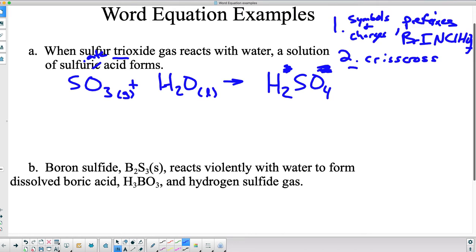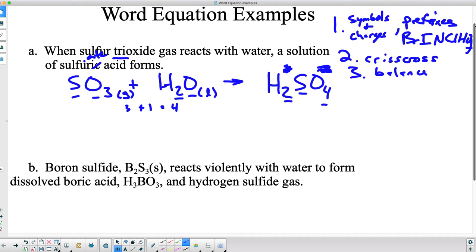So after symbols and charges, prefixes, Brinkelhoff for the first step, and crisscross for the second step, I balance the equation for the last step. So 3 steps. I have 1 S, 3 oxygens plus another 1 is 4. So 3 plus 1 equals 4. Over here I have 4, and 2 hydrogens and 2 hydrogens. So this one is actually already balanced with a 1, 1, and 1. Excellent. No problems. Let's keep moving for the second one.